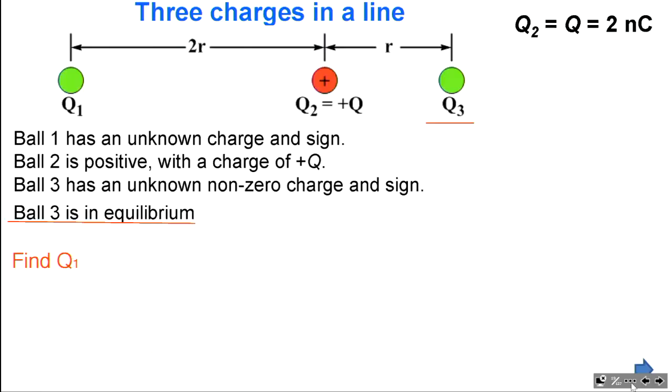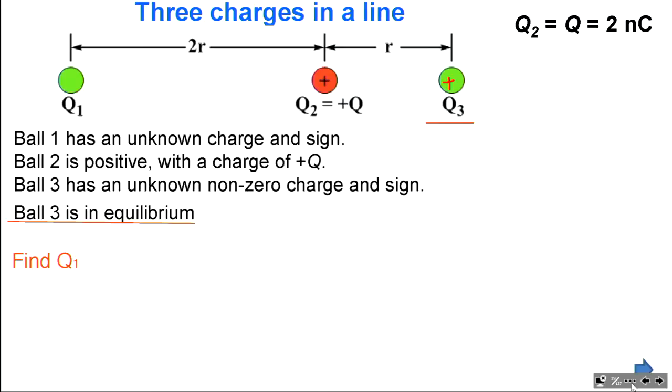All right, so let's calculate now the magnitude of charge number 1. We know the magnitude of charge number 2. It's 2 nanocoulombs. We don't know anything about charge number 3, but we know now it doesn't matter. So if it doesn't matter, we just make any assumption about charge number 3. Let's make it positive. Draw a free body diagram.